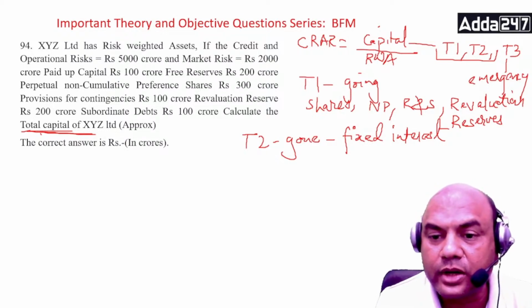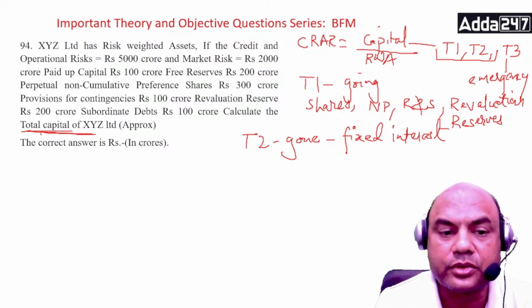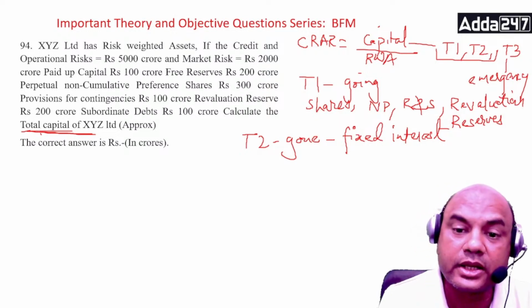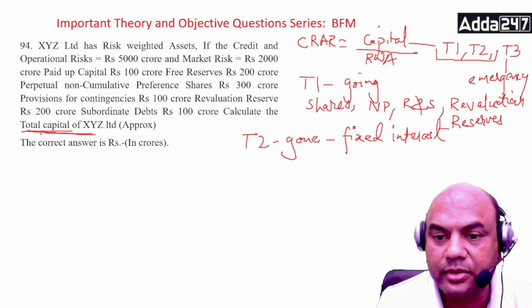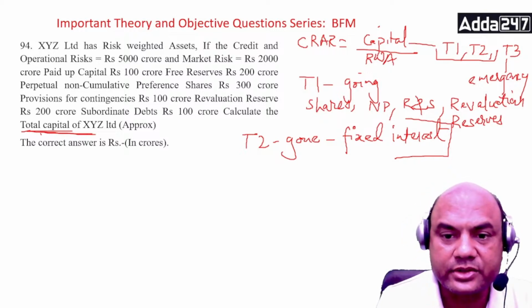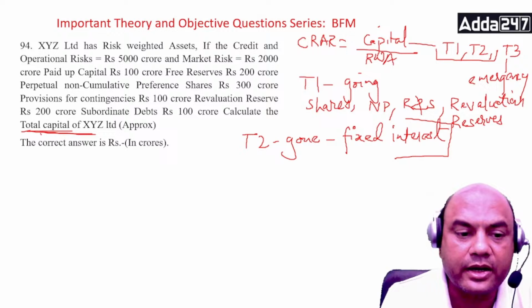Other than these 4 elements, all the elements are in T2. So all these, now you will be seeing provision for contingencies. These are all in T2. One more thing in T1 is there. Two things I didn't mention over here. This is for CT1 actually. Again I'll write it.